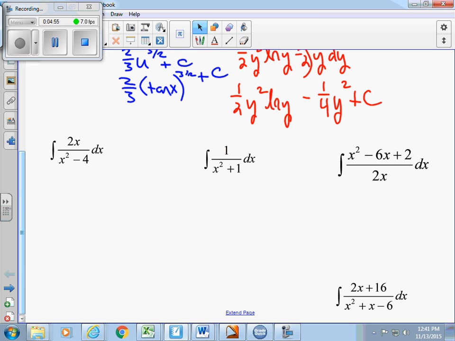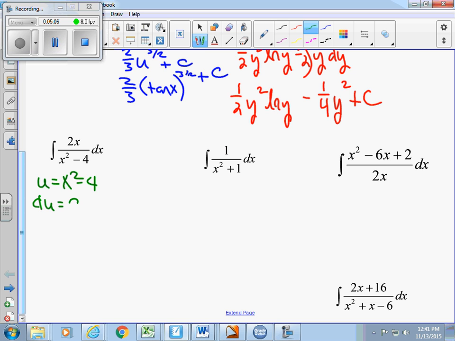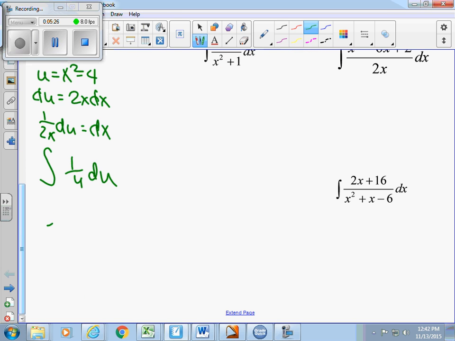Okay, this one. Use substitution, what would u be? X squared minus 4. Du, 2x. So you get 1 over 2x du equals dx. And so I can rewrite that integral, the 2x's cancel. It's just 1 over 2. Does everyone agree? Yes. So I get natural log the absolute value of u, which is x squared minus 4.